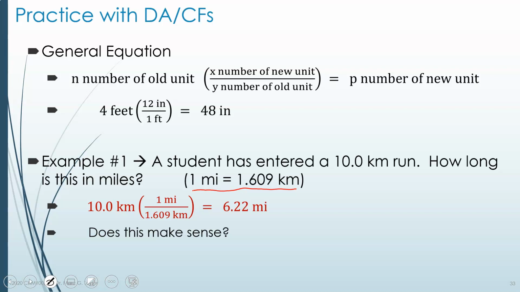So if we know that the kilometer unit is smaller than the mile, well, this many kilometers should equal a smaller number of miles. And it's only a little bit less. We're going from 10 to roughly 6. Does that make sense? Well, yes, it does. So that's your check at the end to make sure that you've done your math right.